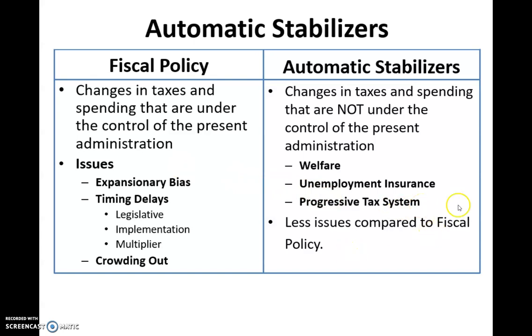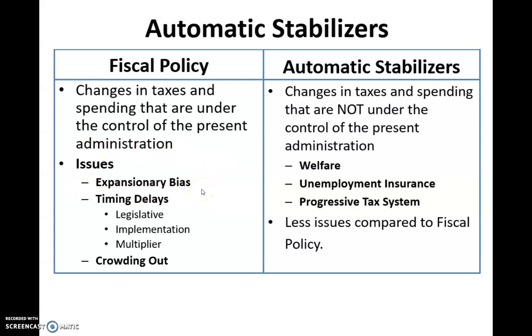There's less issues with automatic stabilizers than the more discretionary type fiscal policy. You remove most of the political incentives, which creates a more consistent method of dealing with the recession. It also works the other way too. If we go into a boom in the economy, we already said that politicians don't want to step up and cut spending and raise taxes. Remember, they have an expansionary bias.